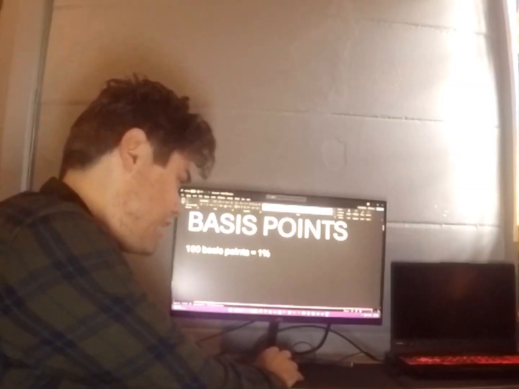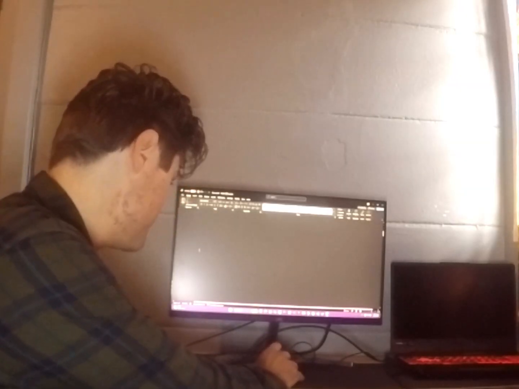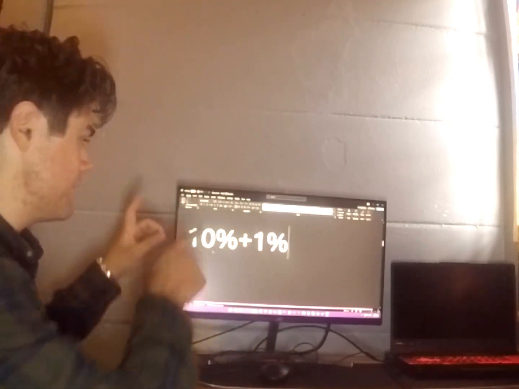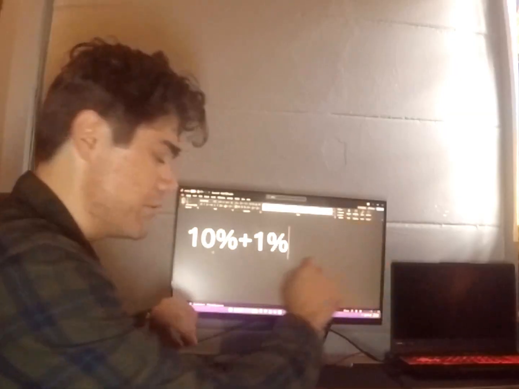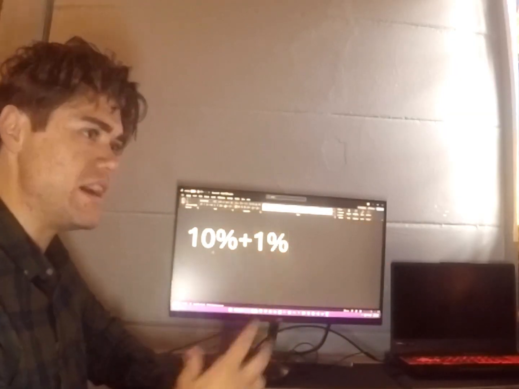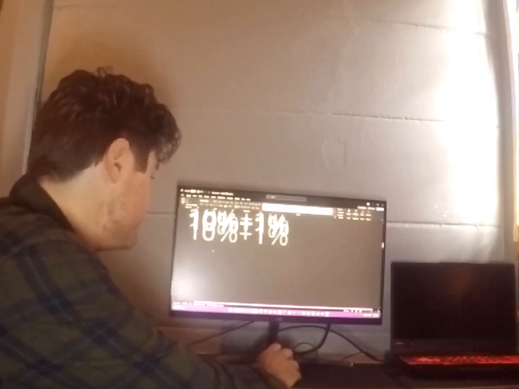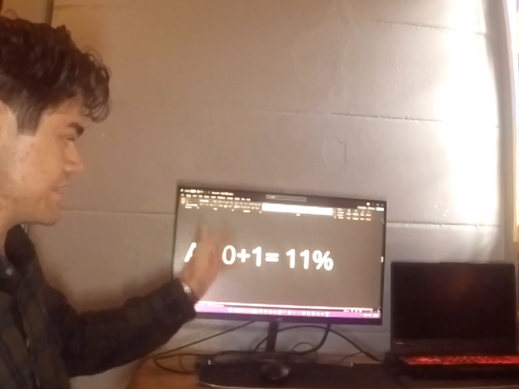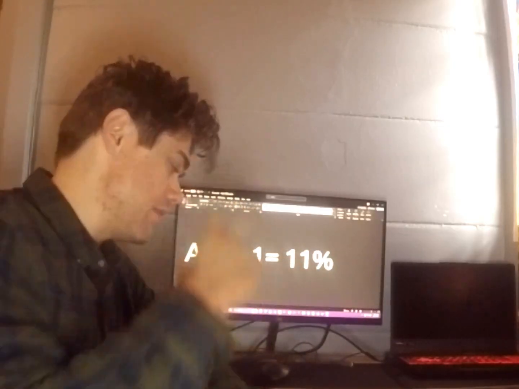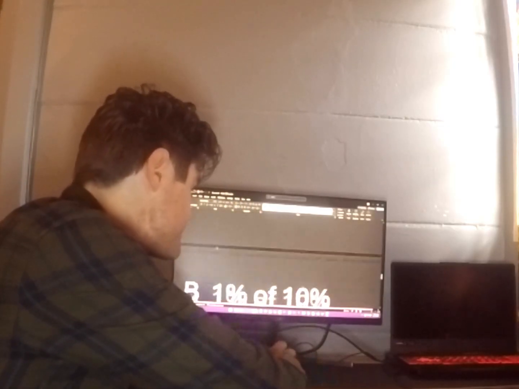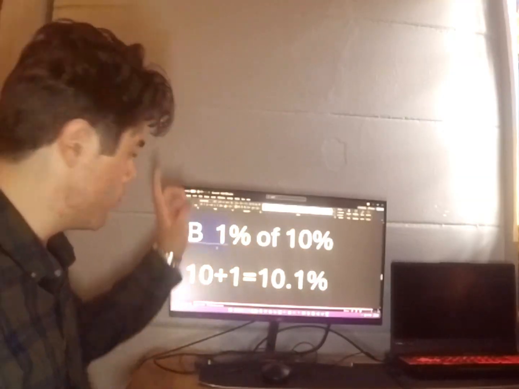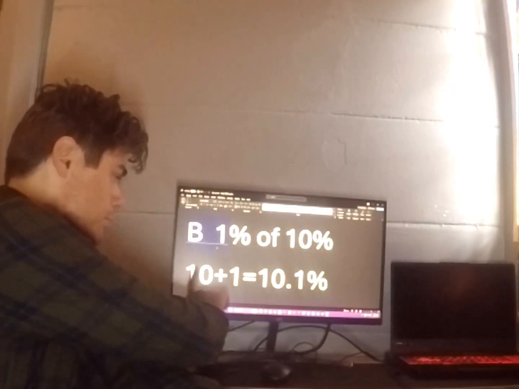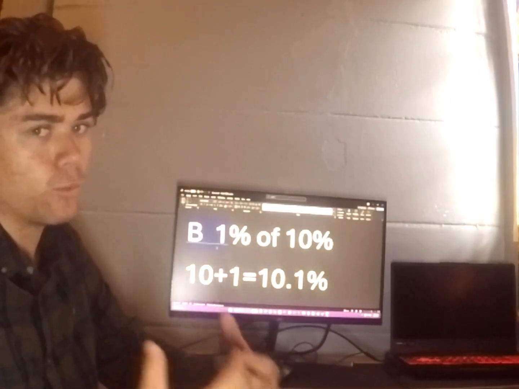Now, to explain this, I'm going to give you guys an example. Let's say there is an interest rate of 10% and I say that the interest rate is increasing by 1%. There are two ways this can be interpreted. The first way would be if someone says 10% plus 1% is equal to 11%. The second way is if someone assumes I meant 1% of 10%. That would mean that 10 plus 0.1 is equal to 10.1%.